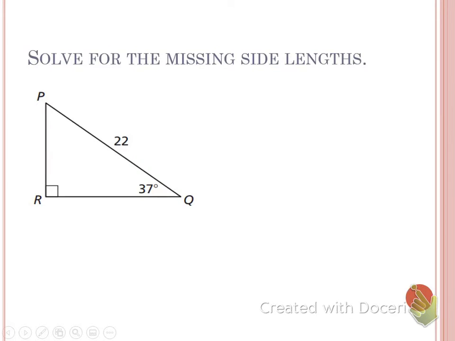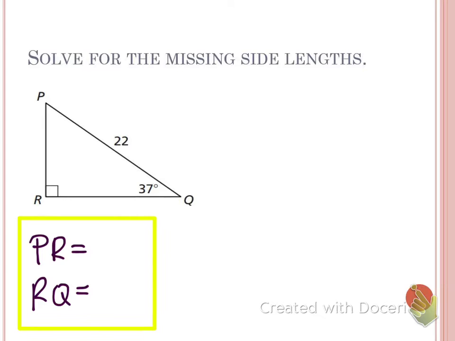Solve for the missing side lengths. This also kind of warms us up for what we're doing today. None of the side lengths are labeled, so none of them are x and y or a or b. So what we're going to have to do is label the length of PR and RQ. I'm just going to put a box around this and fill in the answer when we get it.